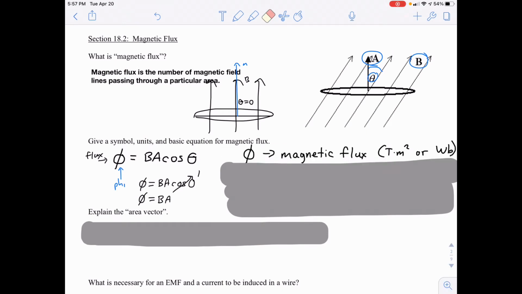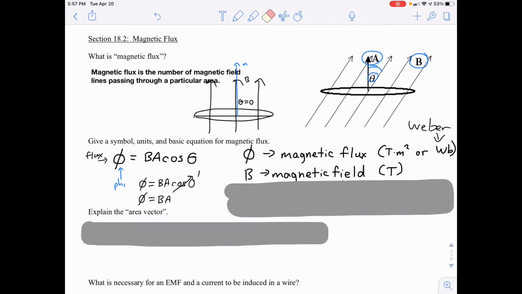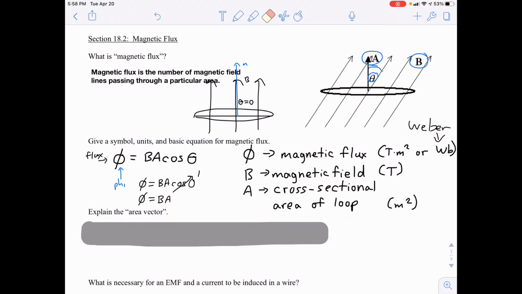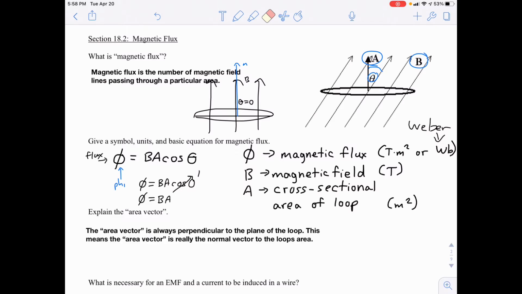We know that phi is the magnetic flux, and the unit for that is Tesla meter squared, or WB, which is pronounced Weber. W-E-B-E-R. Weber. B is still the magnetic field in Tesla. And A is the cross-sectional area of the loop in square meters. Again, the area vector, since it's always perpendicular to the plane of the loop, really also refers to the normal vector, the vector that is normal to the plane of the area of the loop.